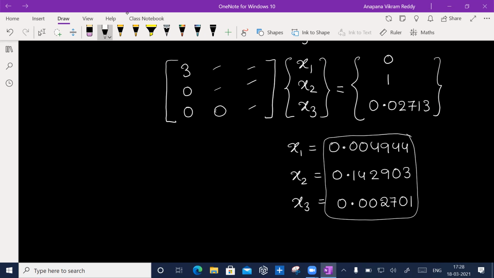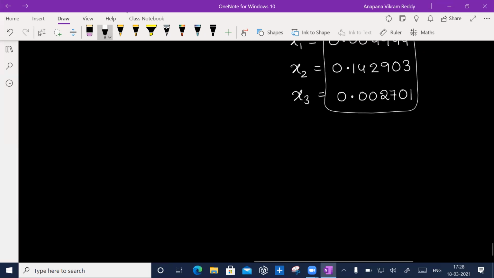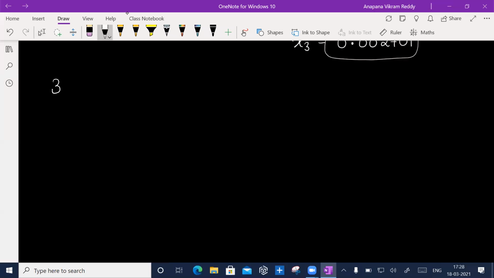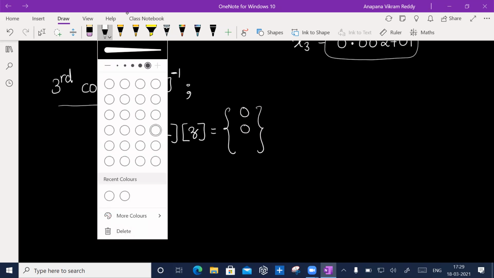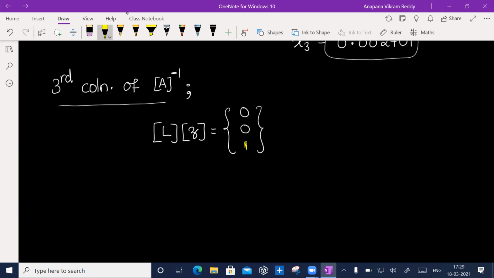Can I go for the third column of A inverse? Yes, sir. Okay. We will not do it again and again. I mean, we don't require this L and U again and again. If you understand the concept, it's enough. Third column of A inverse. So now what you do here, you have the L matrix, your known matrix, you have your Z which needs to be found. And what must be on the right hand side? 0, 0, 1. Yeah, very good. So 0, 0, 1. So this must be 1.